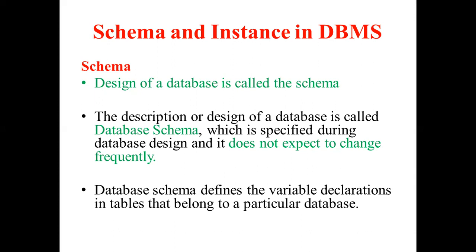Before actually starting work on the database, we concentrate on the design of that database. The description of the database is called a database schema. Whatever database we are creating, how it will be carried out, what things we are going to implement, how many tables there are, and which entities and attributes each table will consist of, all of these are decided. It is called a schema.